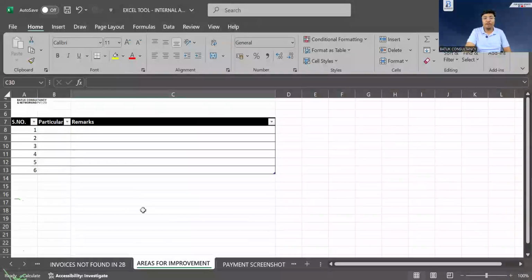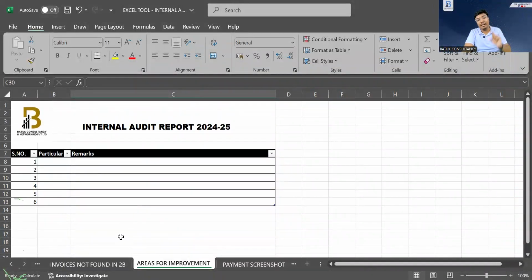And at the end, we have also given the areas of importance. So we have kept these 2 to 3 slides pending because that will be part of our hands-on session. Okay.